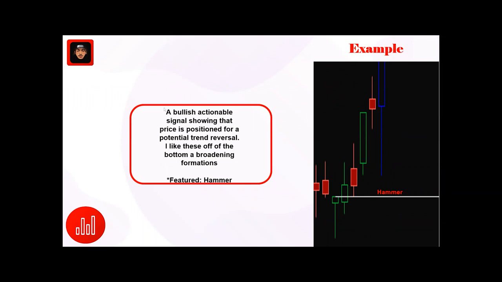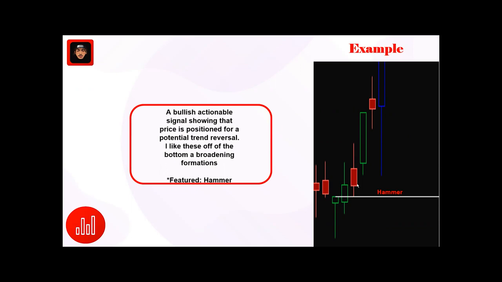Your hammer right here, a bullish actionable signal showing that price is positioned for a potential trend reversal. I like these off the bottom of a broadening formation. So I like these after we run liquidity and take out a low, and then we start coming back into that range, because when it comes to a broadening formation, price likes to take out one side and go take out the other. I'll be able to show you an example because that is coming up. But I like hammers off of broadening formations, right? But that's what your hammer will look like.